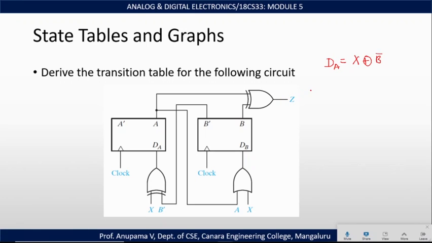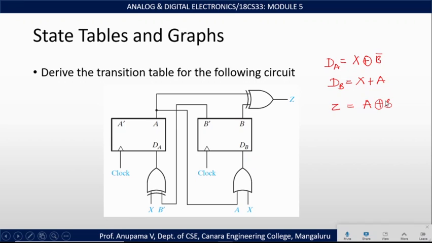And dB is equal to X or A. What is Z? Z is equal to, see here, A XOR B. Z is equal to A XOR B.